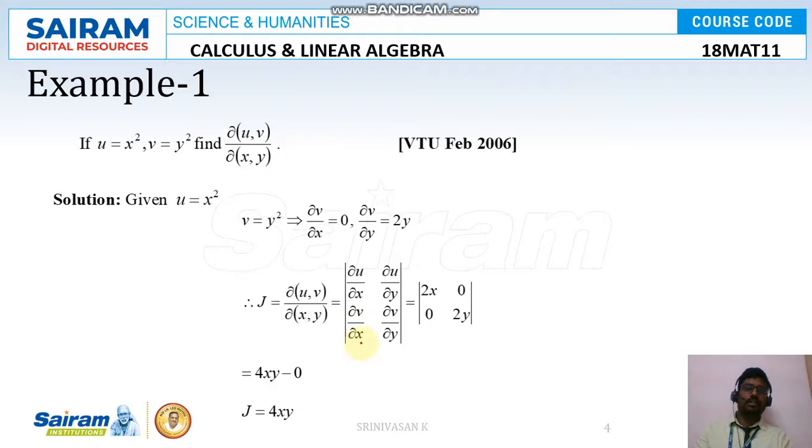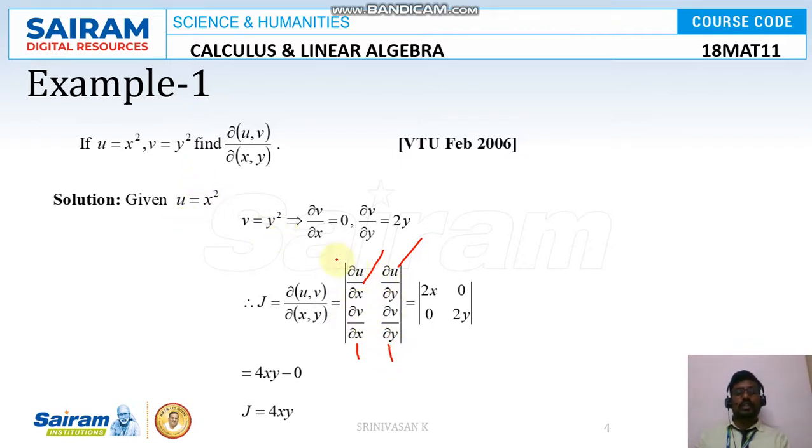Now we will discuss the problem. If u equal to x square, v equal to y square, find dou of u comma v divided by dou of x comma y. So what is the formula? Dou u by dou x, dou u by dou y, dou v by dou x, dou v by dou y. Our aim is to find this value.